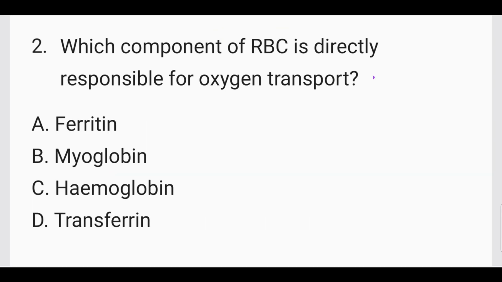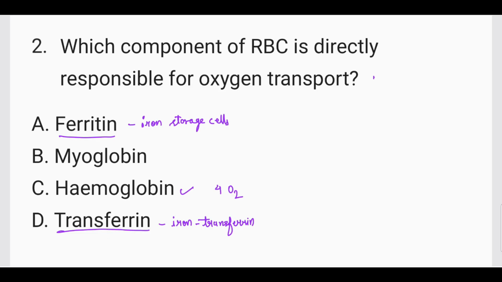Question 2: which component of RBC is directly responsible for oxygen transport? A, ferritin, B, myoglobin, C, hemoglobin, and D, transferrin. The answer is hemoglobin. Hemoglobin is an iron containing respiratory pigment. Each hemoglobin molecule can bind with 4 oxygen molecules. Ferritin is an iron storage protein. Transferrin is an iron transfer protein present in the blood, which transfers iron to the organs where it is required. And myoglobin is a protein which is present in the muscles.